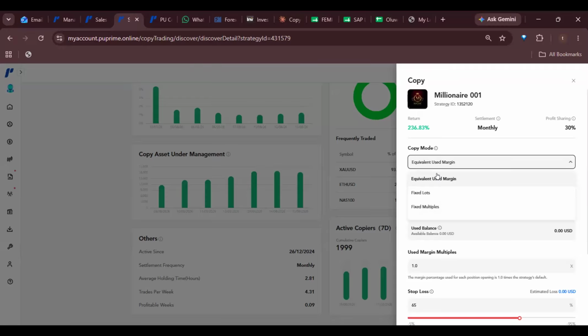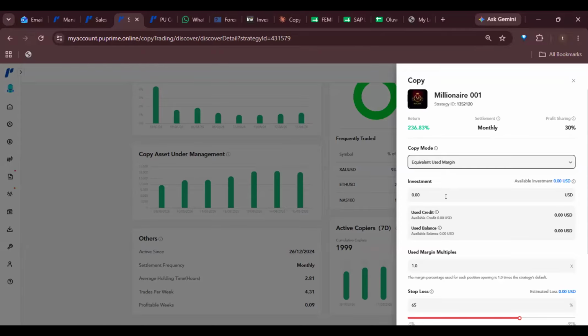you can actually use what you call equivalent used margin. Then, if you want to make use of fixed lot size, it means whether the signal provider takes a higher lot size, you just want to be regimented to a single lot size. Then fixed multiples means you want to always multiply whatever your signal provider is taking for you. Depending on your choice, but most people would likely use equivalent used margin.